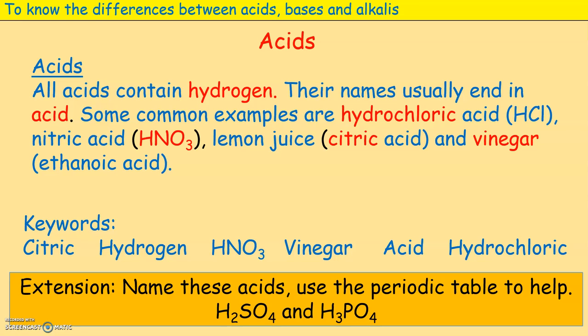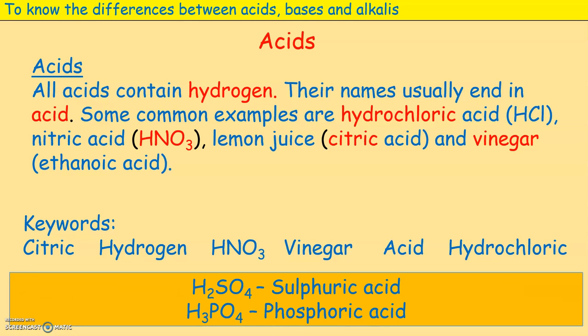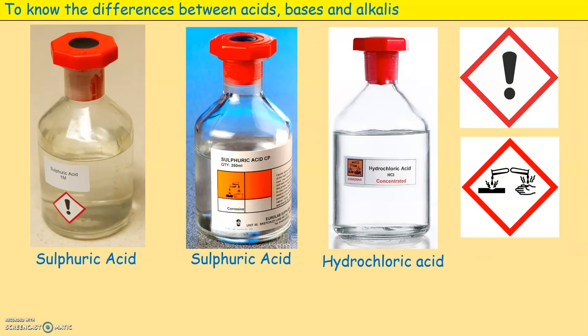Again, give yourself a mark. If you get it right, put your final mark score. If you didn't get it right, use a green pen to correct your mistakes. All right, let's move on. Now, sulfuric acid for our extension question, and this is the chemical formula for phosphoric acid.